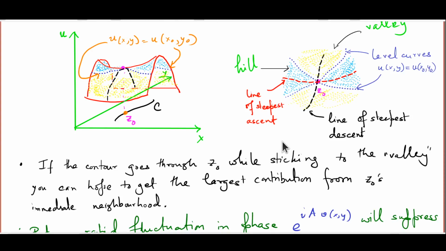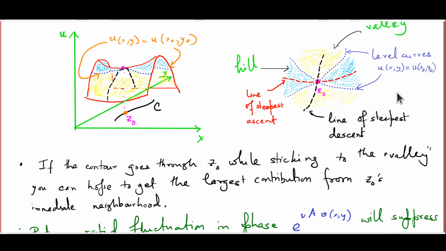Let us now turn to the figure on the right. This is actually a projection of the figure on the left onto the xy plane, or onto the Argand plane where the variable z is being plotted. So as you can see, at z0, we have the saddle point. The dotted blue line here, as in the figure on the left, stands for the level curves. So these are the values of x and y where u(x,y) is equal to u(x0, y0).